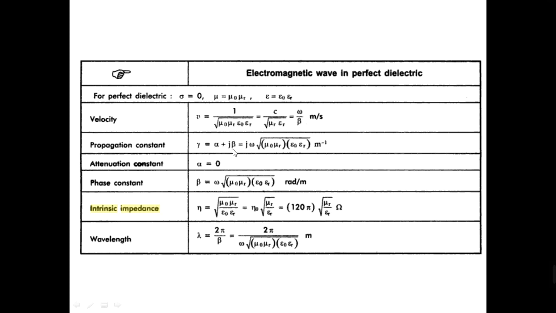The propagation constant for a perfect dielectric is alpha plus j beta, where for a perfect dielectric the attenuation is 0, and the phase constant beta is equal to omega into root of mu naught mu r epsilon naught epsilon r, and the intrinsic impedance is equal to 120 pi by root of epsilon r. That means all these parameters are reduced by root epsilon r, and the wavelength 2 pi by beta, you can obtain by substituting the value of beta here.